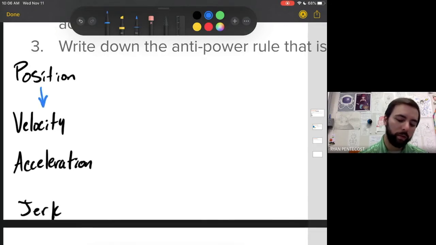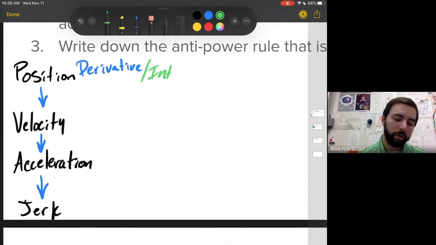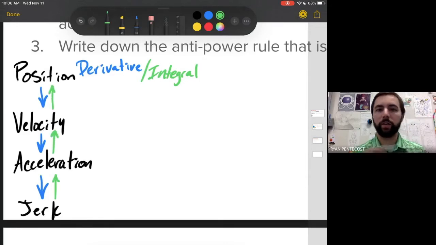And if you take the derivative of these, you can move down the ladder, right? That would be the derivative. Now, if you want to take the integral, right? If you take the integral of these functions, integral of jerk becomes acceleration, integral of acceleration is velocity, integral of velocity is position. So it basically allows us to move back and forth pretty fluidly between all of these different concepts.